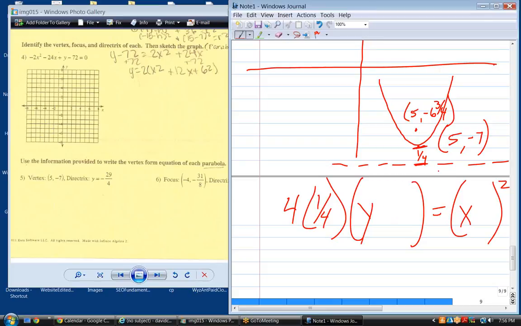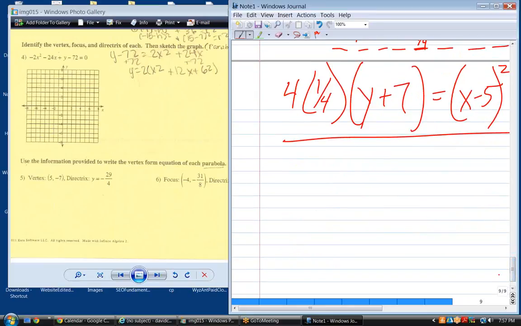We've got everything but H and K. H and K are the vertex. So plus 7. Good. And then minus 5. Okay. Now, we've got the equation. This is it. It's just not in vertex form, right? They wanted us to write it in vertex form. So, how do I write that in vertex form?